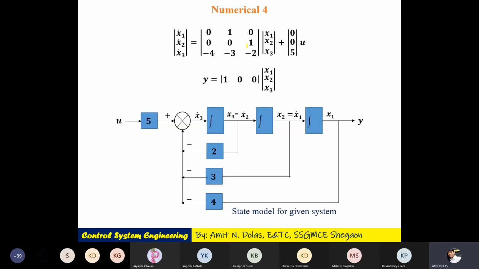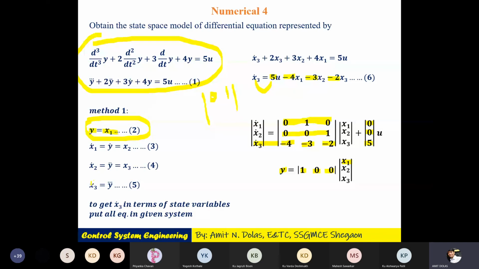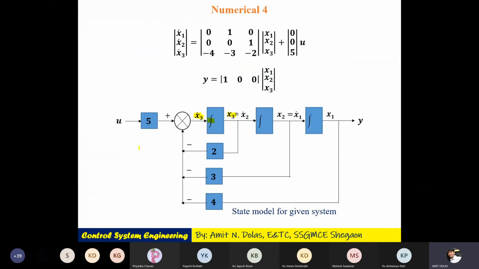Now the state space model is very easy. Just have three things here. Did I not take the x3 dot equation here? Please remember the equation. x3 dot, if we integrate x3 dot, we'll get x3. I'll go back every time. We integrated x3, we'll get x3. And x3 is nothing but x2 dot. Thereby here x3 is nothing but x2 dot.